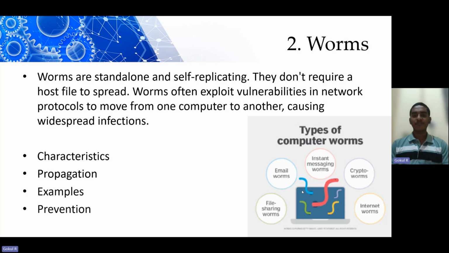What are the characteristics of worms? Worms are standalone and self-replicating. They don't require a host file to spread. For propagation, they exploit vulnerabilities in the network protocols to move from one computer to another. Notable examples include the Blaster and Conficker worms. How to prevent? Regularly we need to update software, apply security patches, and use firewalls to block worm traffic.